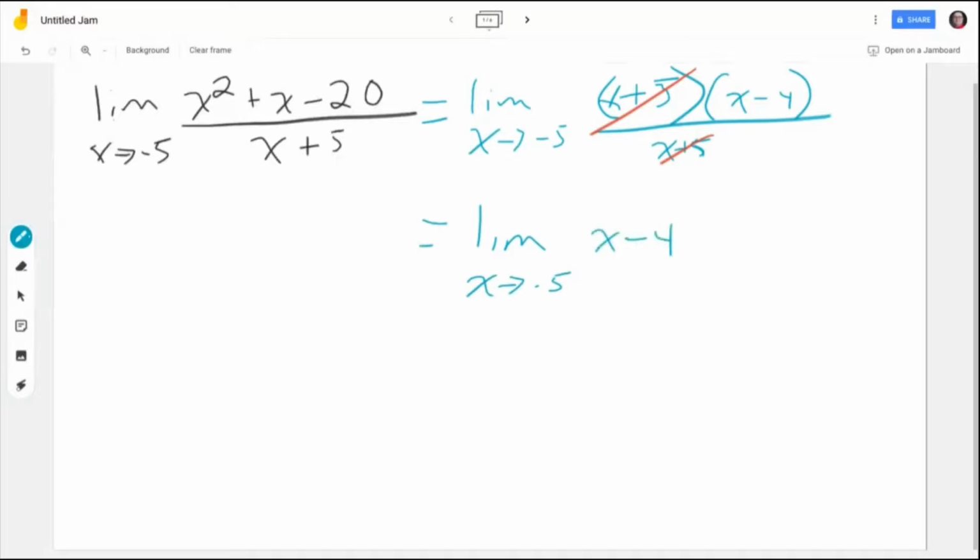So what we have done is we have found that this is an equivalent function, x minus 4, to this function. It's equivalent everywhere but where x is actually equal to -5. So what this will allow us to do is to evaluate it, and it'll tell us where the function was tending towards on the left and the right before it hits that actual value of x equals -5, where it is not defined. And so what we'll end up with now is just -5 minus 4, which will give us -9. And that'll be our answer there.